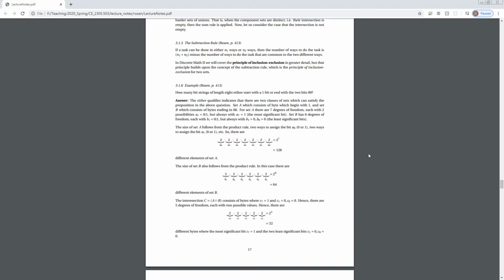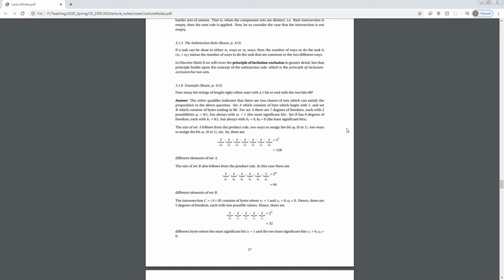And so in order to make it fair, where no one gets two votes, or two chances to be selected as the representative, you would add the sets together, and then you would subtract the people that had been counted more than once. In that case, it would be the individuals that are both faculty and students. And so that's exactly the concept of the subtraction rule.